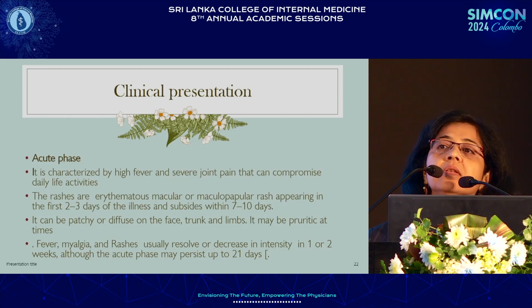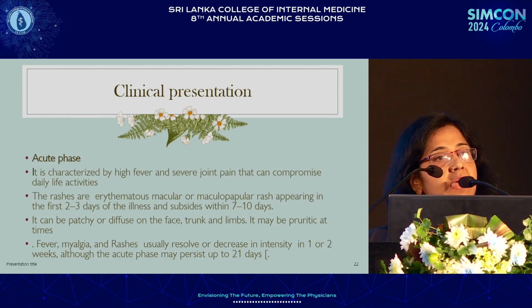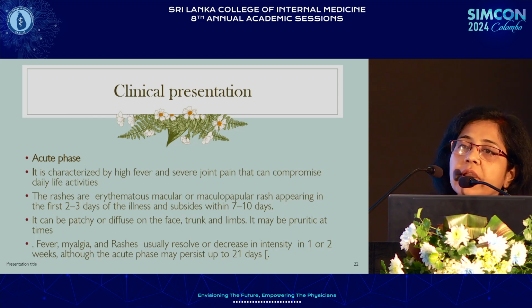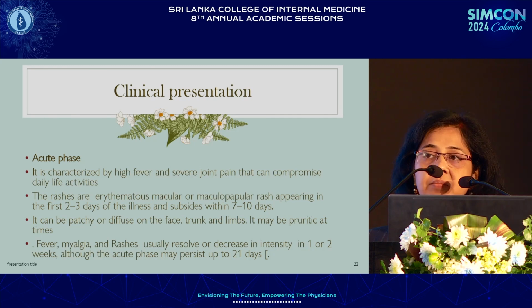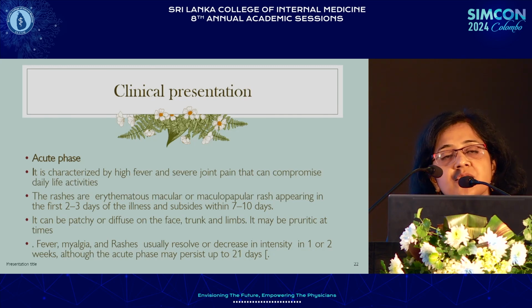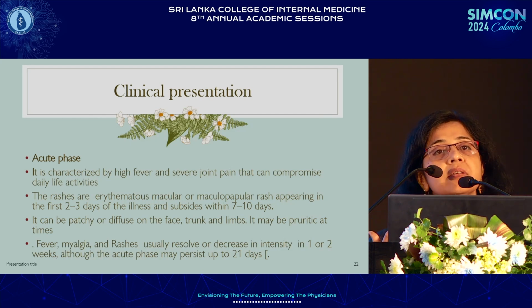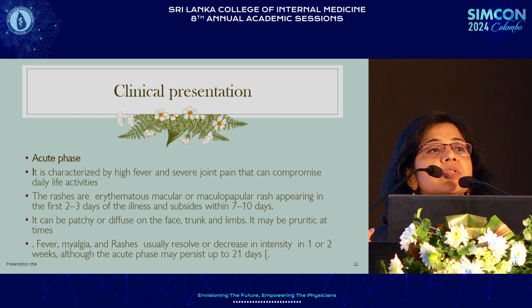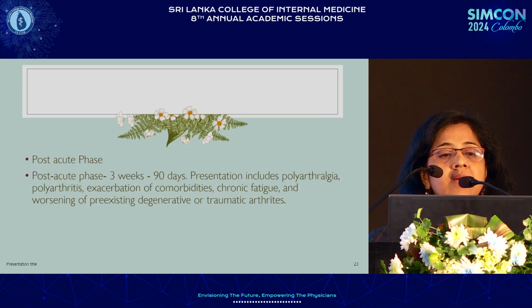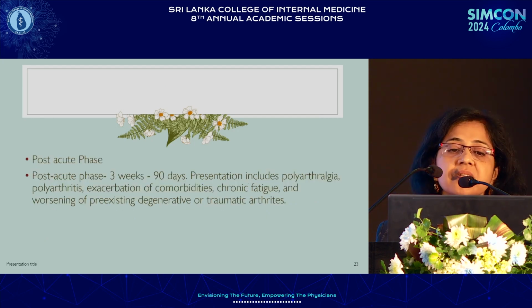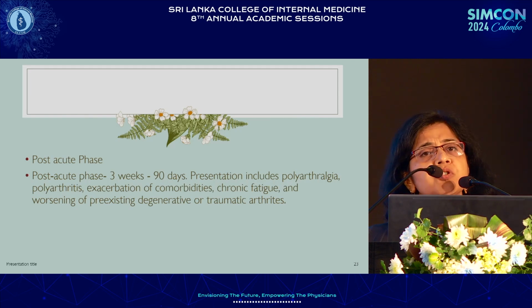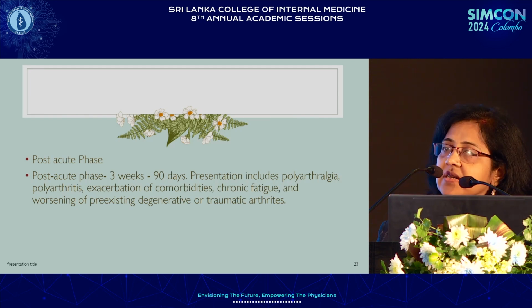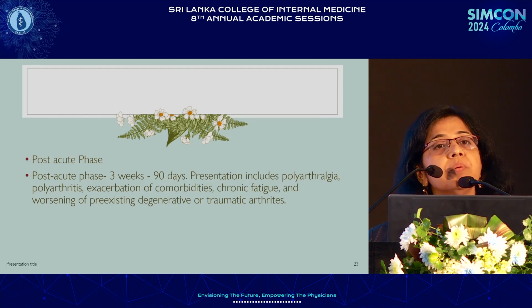Now, the presentations can be acute, post-acute, or chronic. The acute infection is just like the case that I described. There is high fever, there is maculopapular rashes, and joint pain or even joint swelling involving both small and large joints. There can be a post-acute phase which can go up to even 90 days. But most patients have a self-limiting disorder which is over by 2 weeks.